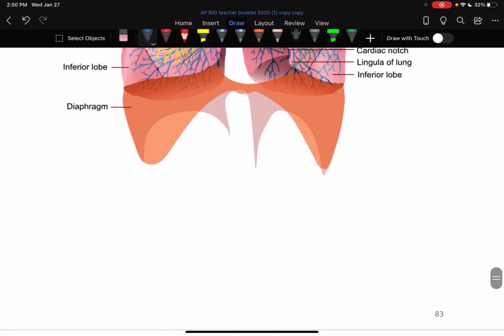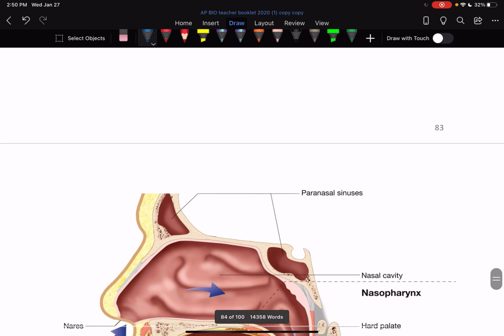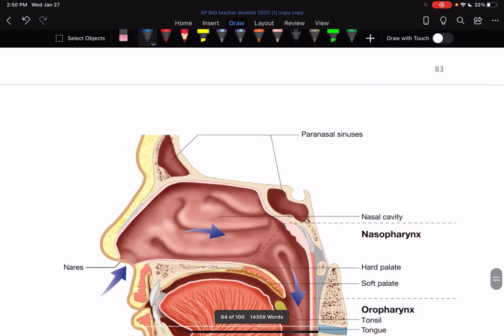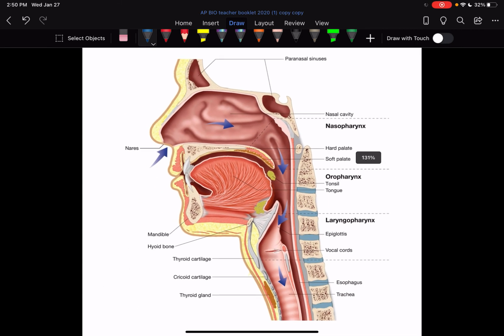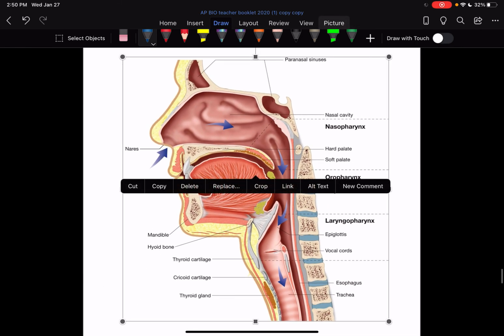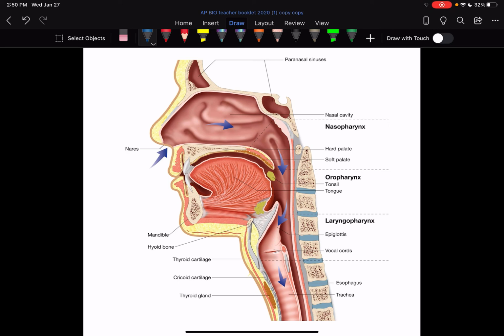Let's see, what else do we have here? Now we got a close-up of the mouth. So you can see a lot of different organs here. Here's what I'm going to say. Do you have to memorize all these different categories? Nasopharynx, oropharynx, laryngopharynx? No, we don't. Do you need to know where the paranasal sinuses are? No, I wouldn't worry about it too much, okay? I'm not panicked about those things, okay?